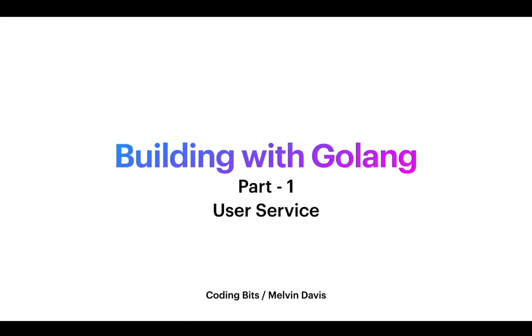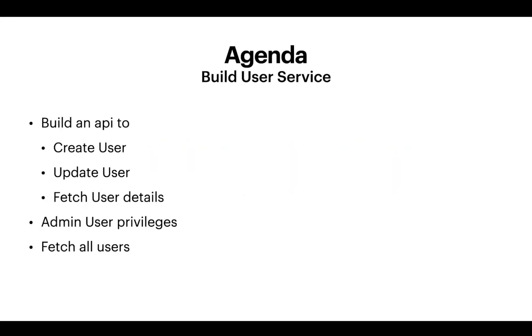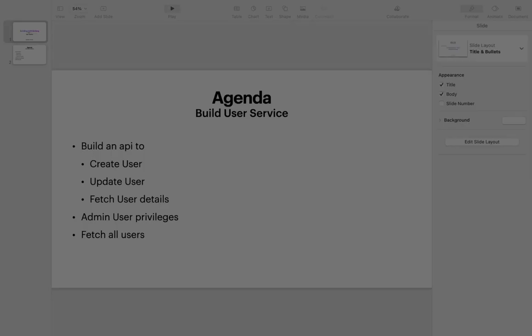First video of building with Golang, and in this video we are going to build an API service for user. So in this video what we'll be doing is we'll build a service where we can create user, update user, and fetch user details. Also we'll make changes to give admin privilege for specific users, and also an API to fetch all the users. Okay, so without much delay I'll just start.